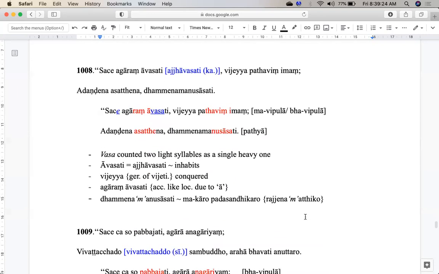Next stanza. Saji Agaran Awasati Vijaya Batawin Imam Adandina Asatina Dhamina Manusasati. This one is also a syllable stanza, but in the first line there is one syllable more. Saji Agaram Awasati, so 9 syllables.